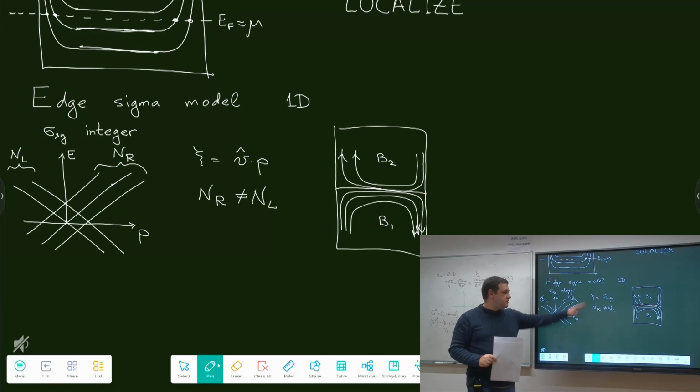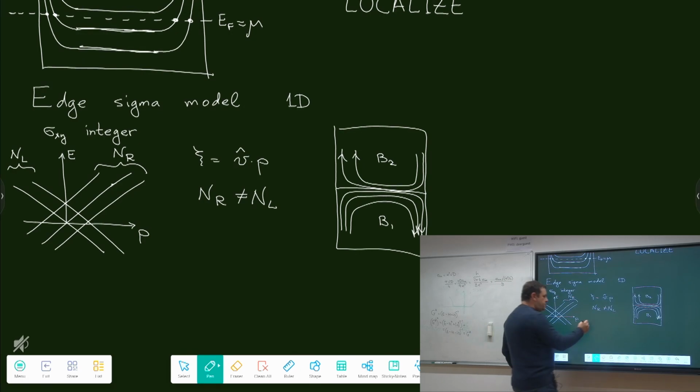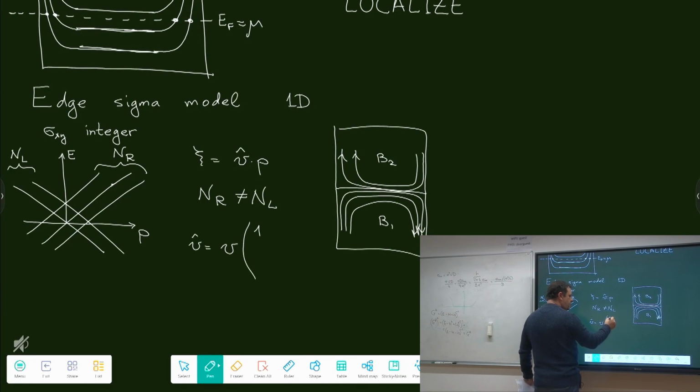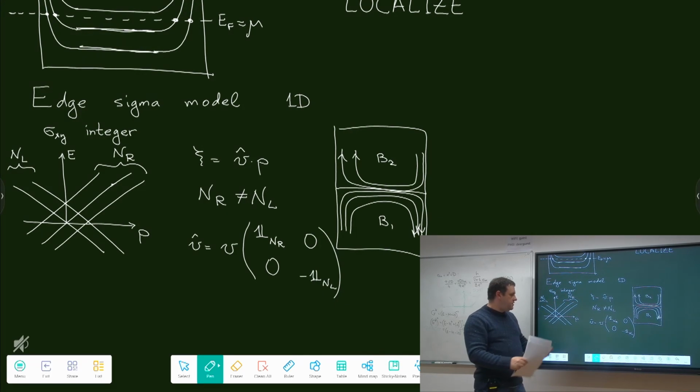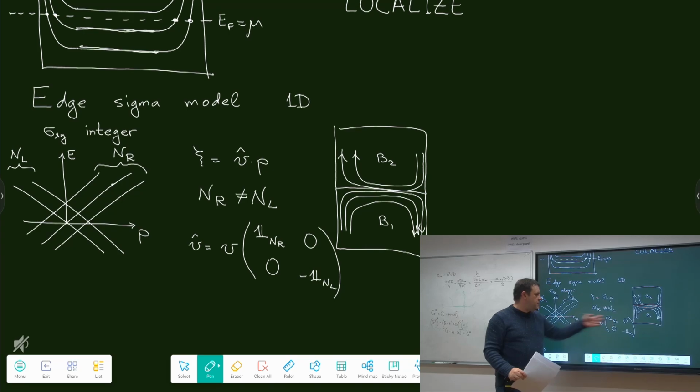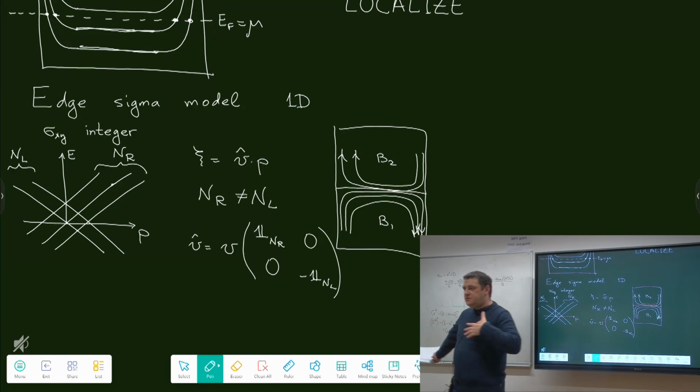It's a matrix. It's not just a number. And this matrix V will be like this. It will be a number, V, just velocity, meters per second. And then it's a matrix with a number 1, which is repeated n right times, and then number -1 that is repeated n left times. So it's a diagonal matrix with plus and minus 1 on the diagonal. So we have n right modes with velocity v, and n left modes with velocity minus v that propagate in the opposite direction.